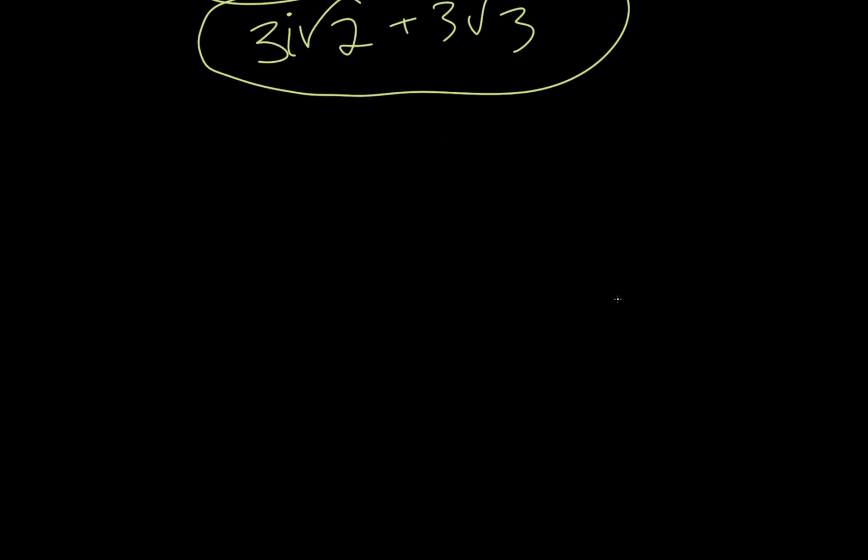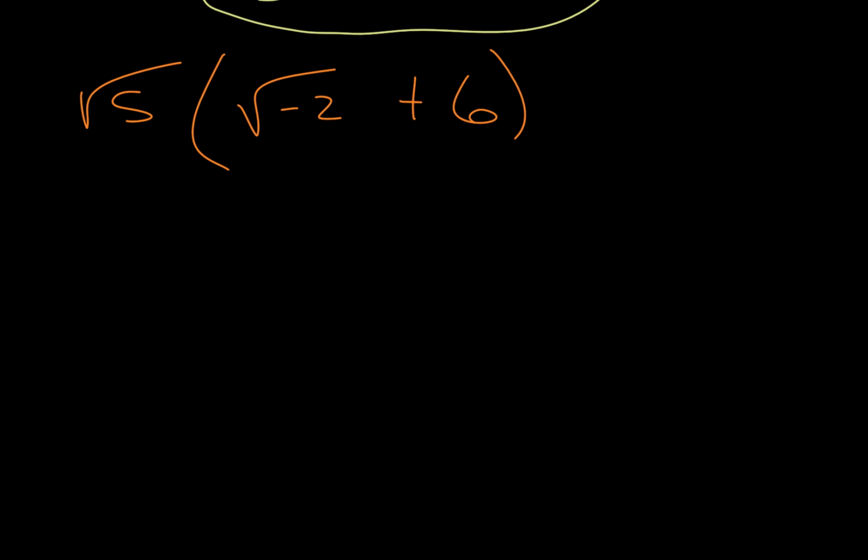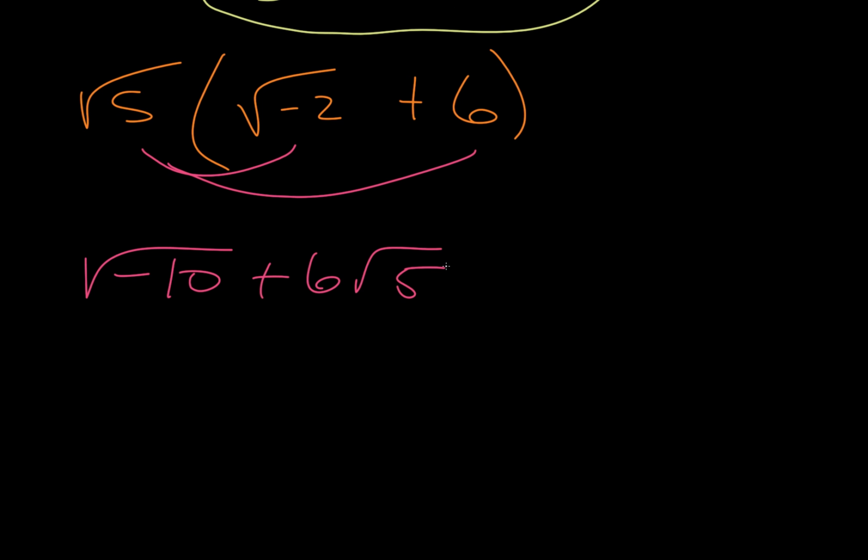And let's just do one more like that. So let's do square root of 5 times square root of -2 plus 6. Once again, our goal is to distribute. So they're both under a square root, so we actually multiply them. 6 is not under square root, 5 is, so we say 6 root 5.